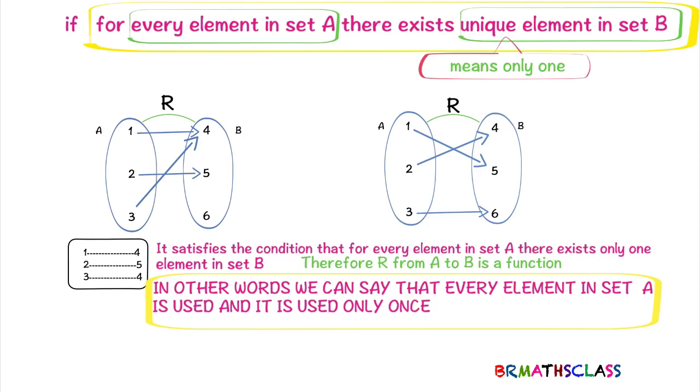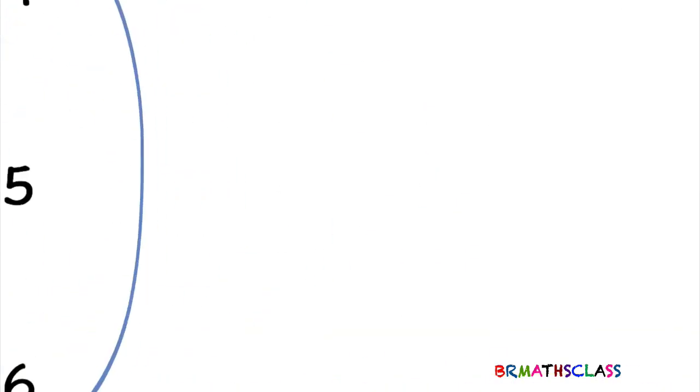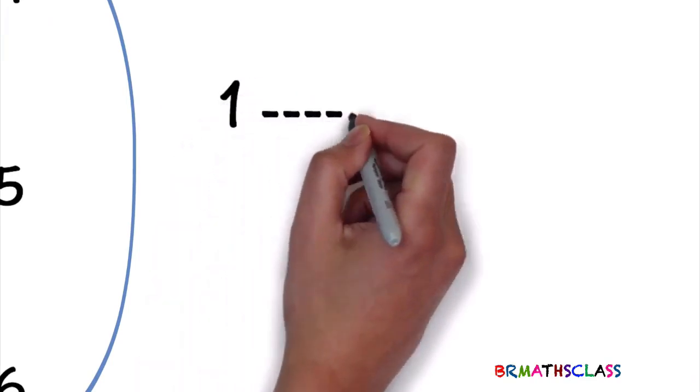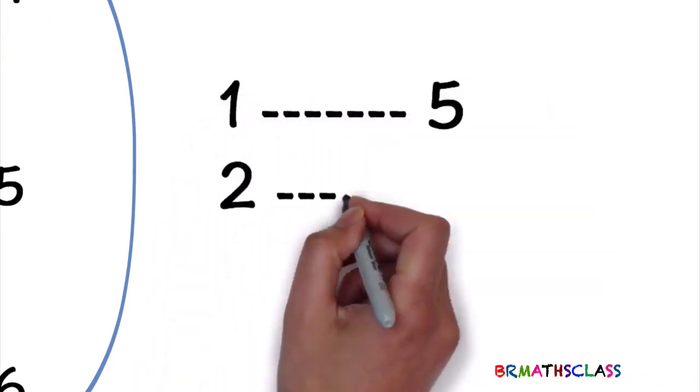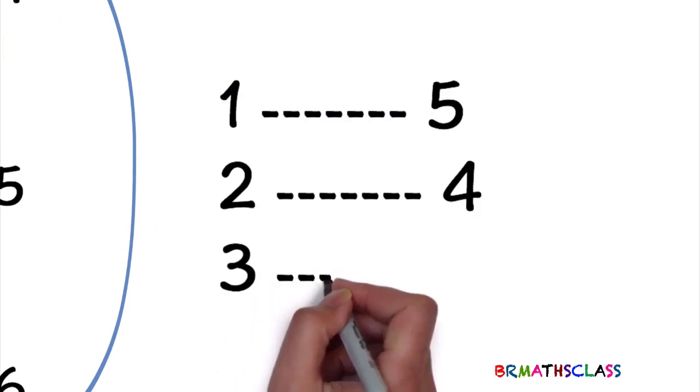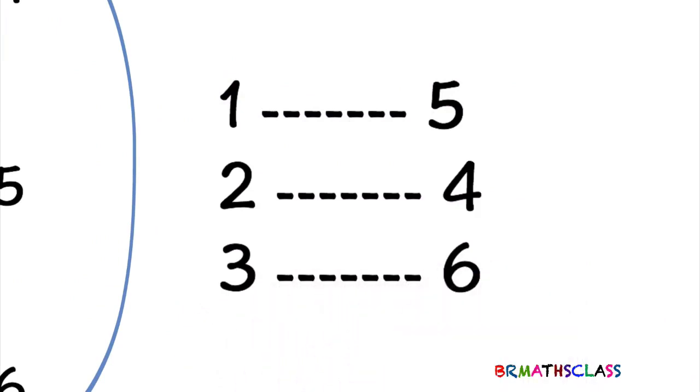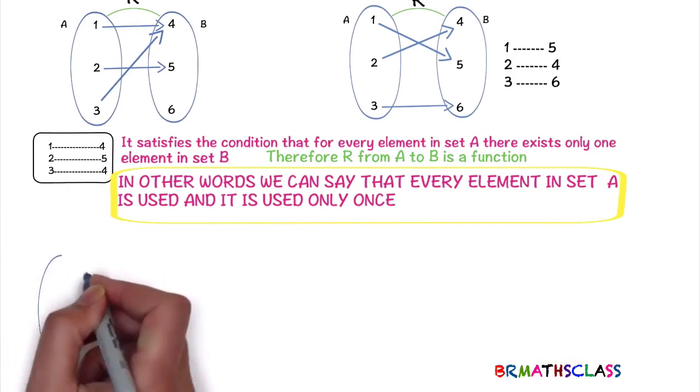Or you can observe this. For every element in set A, there exists only one element in set B. For 2, only one element. For 3, only one element. For every element in set A, there exists only one element in set B. So R is a function from A to B.